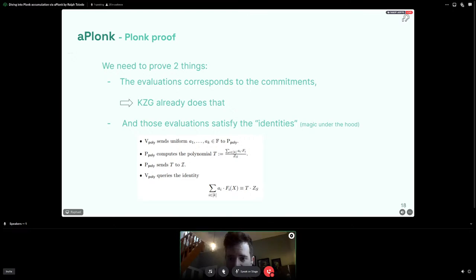So to do that, what we're going to prove is that the identities, called F here, the sum of the identities, are equal to a multiple of the zero polynomial on a subgroup. This is not very important. The only thing which is important is that we're going to have to create a polynomial T.